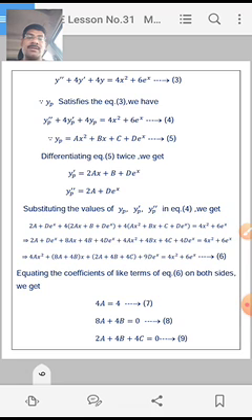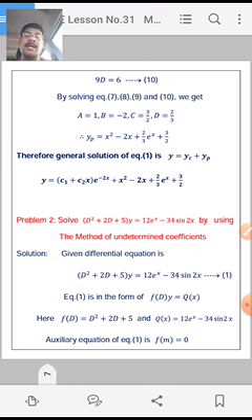Comparing the coefficients of x square, x, constant and e power x on both sides, we get four equations, that is 4a is equal to 4, 8a plus 4b is equal to 0, 2a plus 4b plus 4c is equal to 0, and 9d is equal to 6.